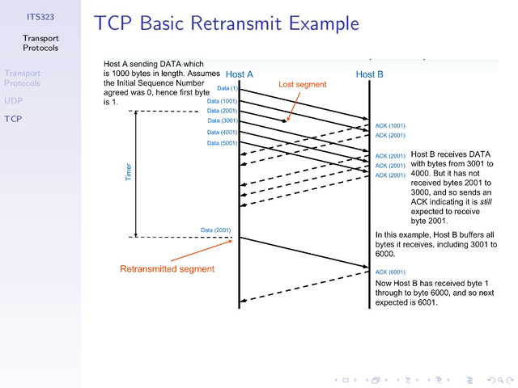So the basic mechanism, we transmit our data segments, we wait for an ACK. If we don't receive an ACK within a timeout period, we retransmit. That's normal, we've seen this before. When B receives data, it acknowledges the next in-order sequence number expected. If we receive data out of order, we still expect 2001, 2001, 2001. Once we've received all data and we can put it back into order, we can acknowledge the next number. 6001 is the next number.